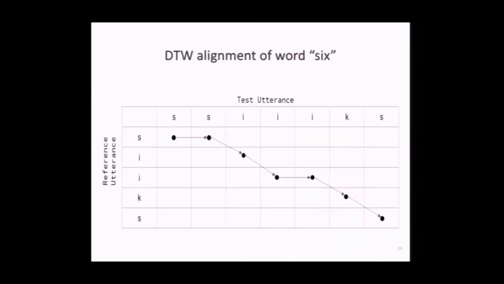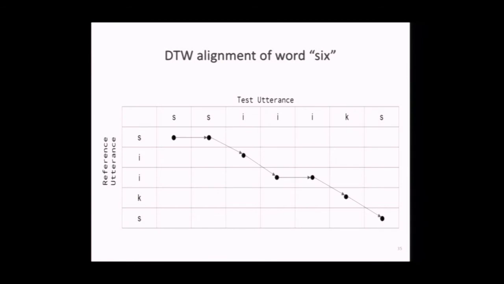Now this is a nice concrete example. Suppose in the database you have a template stored for 6. It's a 'sir' for one interval, 'e' for 2 intervals, 'k' for 1 interval, and 'sir'. 6 has sir, e, k, sir, right? And suppose the person saying the test utterance which you want to compare is much slower. So they'll say 6, stretched out, right?